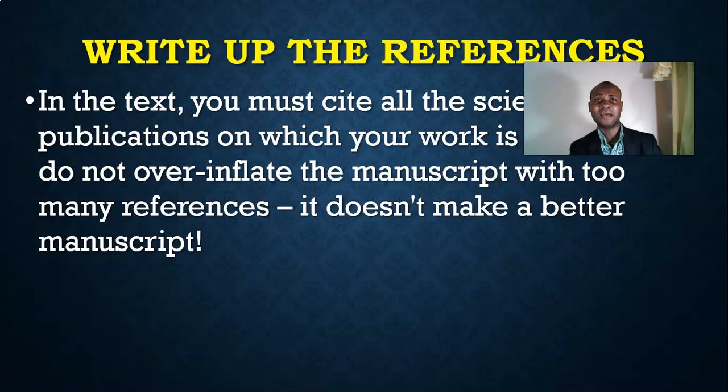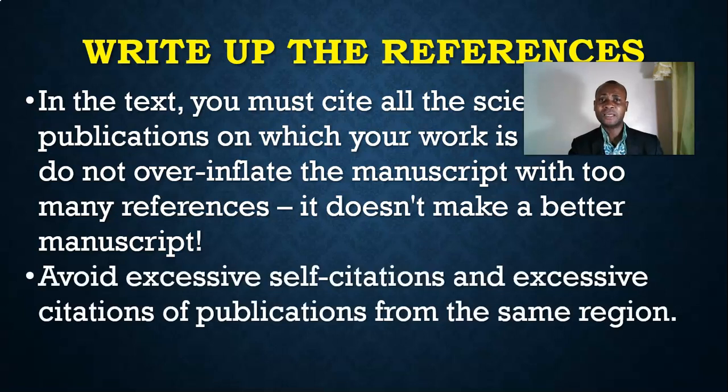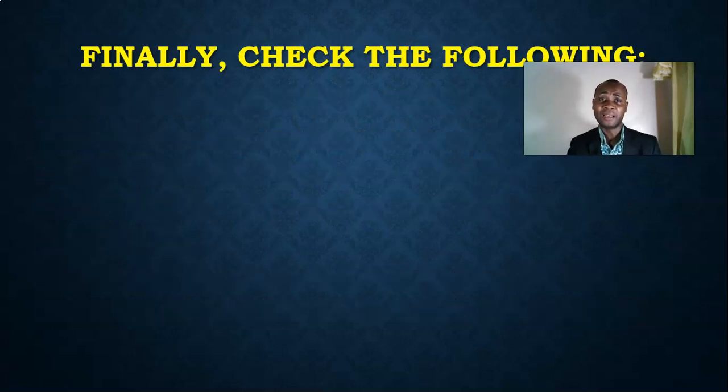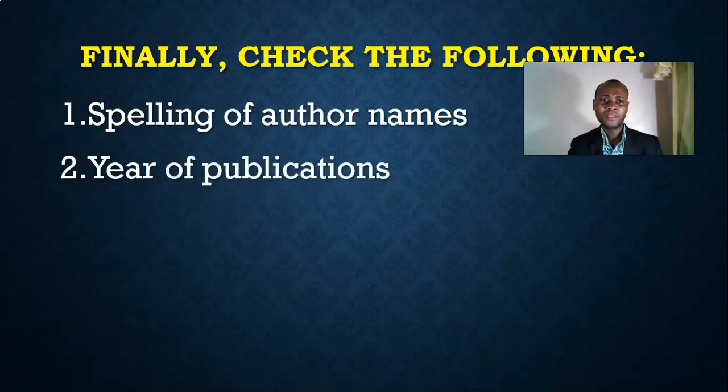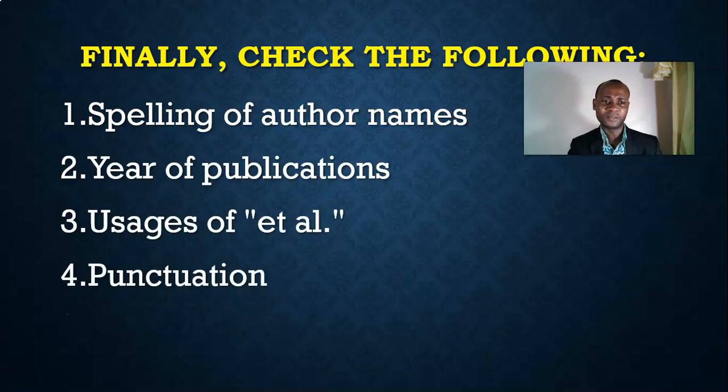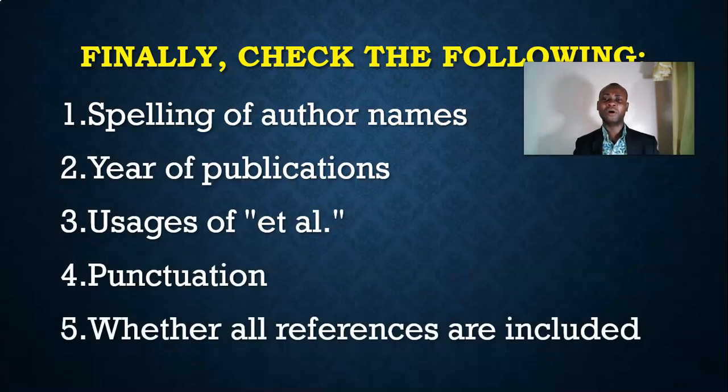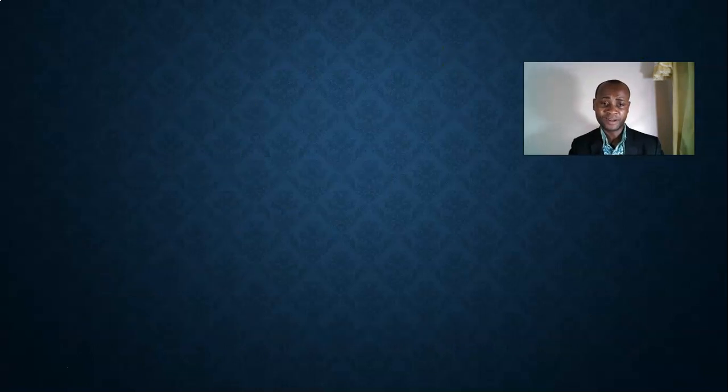But here, understand that every reference you use in the text should be included in the reference list. If you don't do it like that, then your paper is going to be rejected. Okay, your paper is going to be rejected. And then every journal has its own reference style. So cross-check with the author guideline to make sure you are following the reference style of the journal. And then finally check the following. Okay, check the author's name, the year of publication, the italics, the punctuations, and then make sure all the references are included in the reference list.